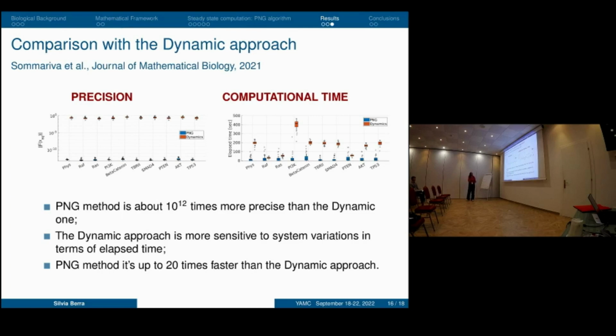Okay, and for the computational time we can see a similar situation because we have always better results in the PNG case, even though here the dynamic is more sensitive to system variations, and so we have more differences. But in the end, we can say that also in this case, the PNG method outperforms the dynamic one.